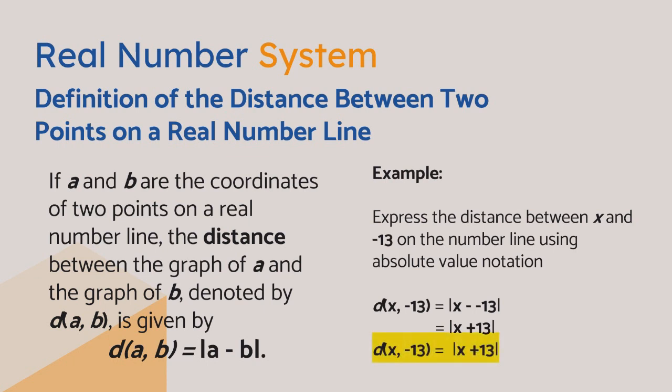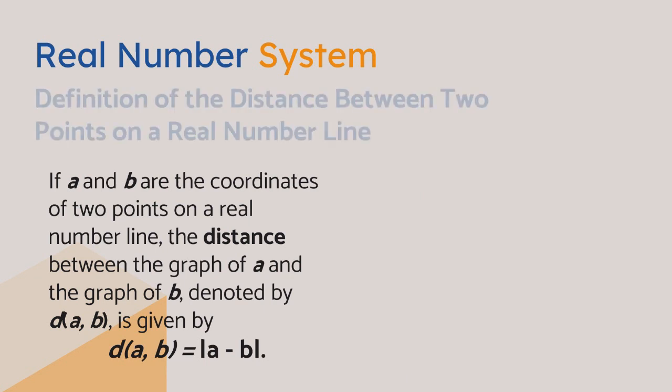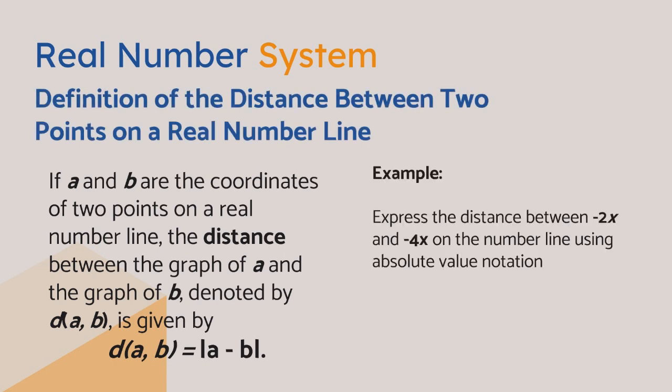So to wrap up, to summarize, the distance d between x and negative 13 is equal to the absolute value of x plus 13. Let's have another example. Express the distance between negative 2x and negative 4x on the number line using absolute value notation.